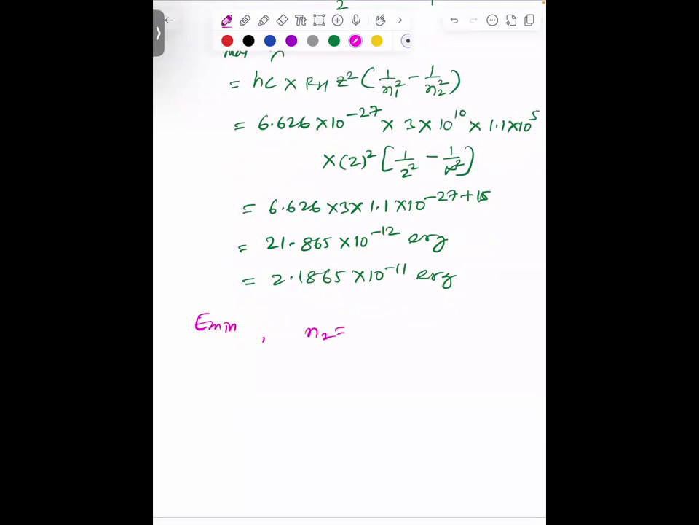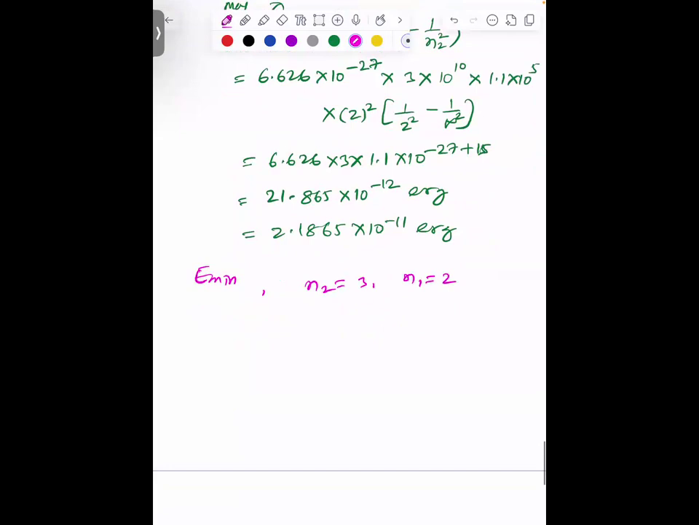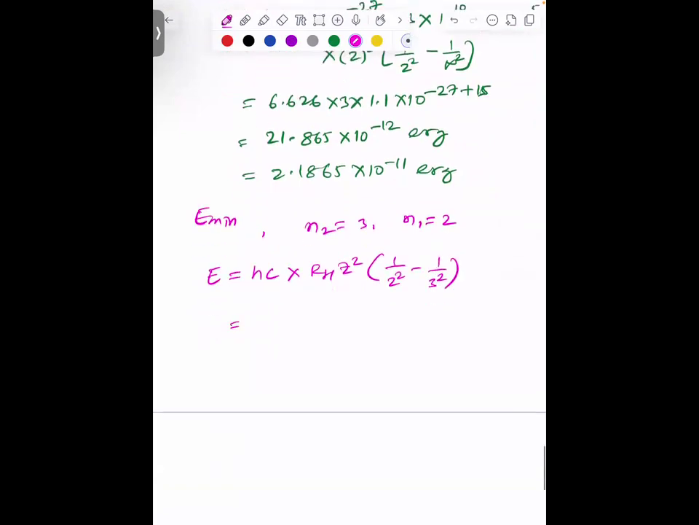For E minimum, N2 is 3 and N1 is 2. So it is E equal to HC into RH Z square, 1 upon 2 square minus 1 upon 3 square. So 6.626 into 10 to the minus 27, 3 into 10 to the power 10, RH 1.1 into 10 to the power 5 into Z square, again 2 square, 1 upon 4 minus 1 upon 9.